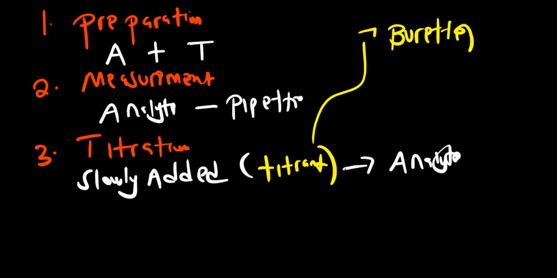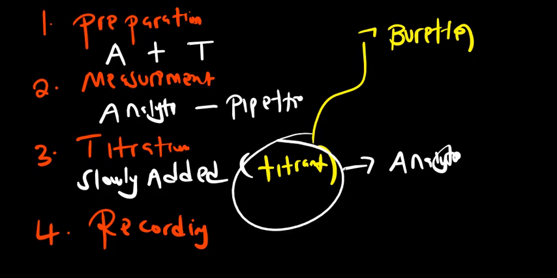The last step that you just do, you just have to record your results. Okay, so recording. So you record the volume of the titrant used. Okay, how much has been used of what is in the burette, which we are calling the titrant. That is the volume. Okay, now what are the calculations that are going to be involved?